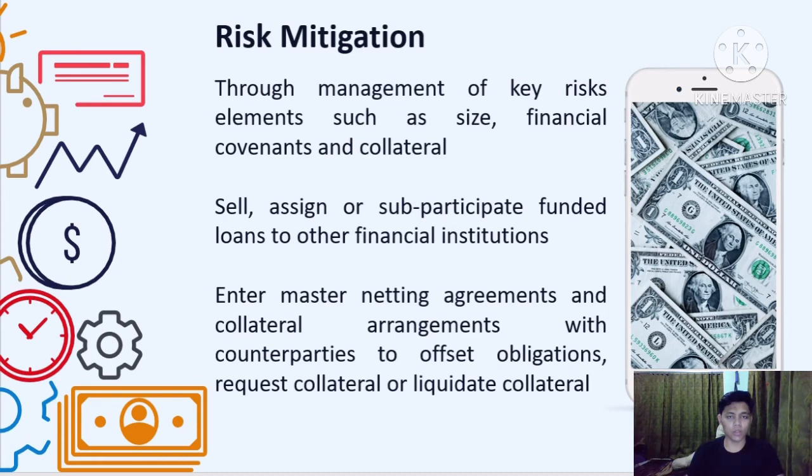Because Morgan Stanley is a huge corporation, they prefer to carry out these activities and mitigation measures to make sure that management can handle the risks. For example, the financial covenant or collateral. They also sell or assign sub-participated funded loans to other financial institutions. It is important for a big company like Morgan Stanley to make sure that they can mitigate the risks.